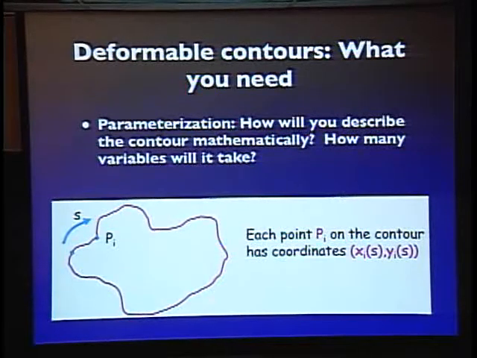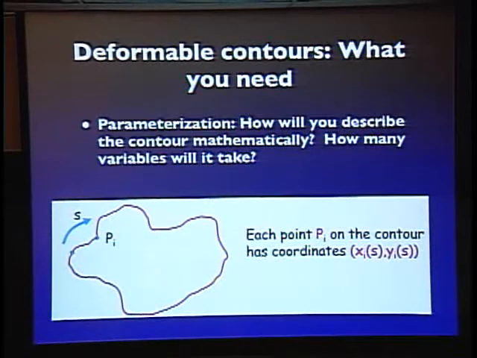And the way to do that is to do what's called parameterization, and that's your description of what the contour is mathematically. And you have to decide what the functional form of that boundary is going to be based on those points, and how many parameters it's going to have, how exactly you're going to parameterize it, and that kind of thing.